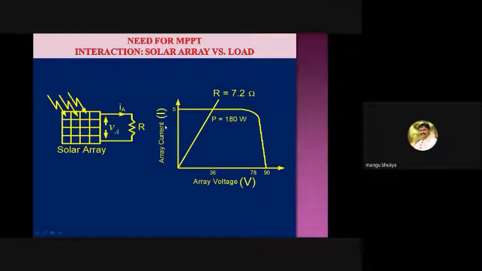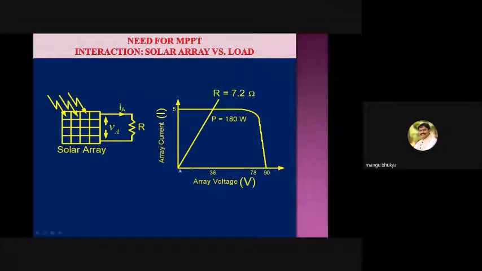Now, this is the typical current versus voltage characteristic. Current remains constant and then decreases as the voltage across the panel is increased. Here the open circuit voltage, the maximum voltage the panel can give, is 90 volts, and the maximum current is 5 amperes. But at the two extreme conditions, open circuit or short circuit, we get zero power. Why? One parameter is zero.